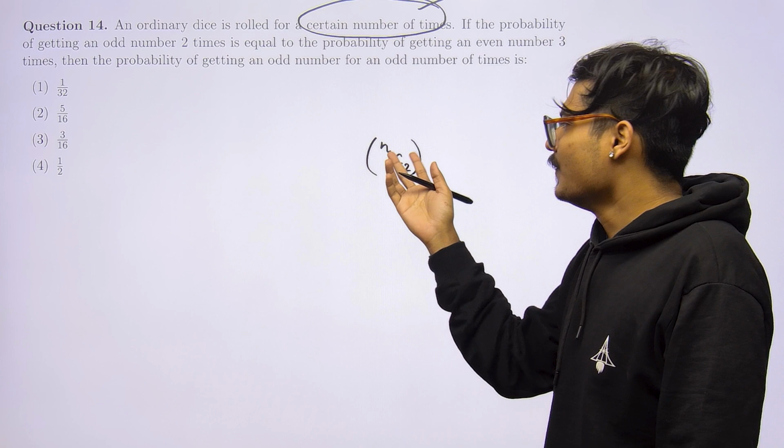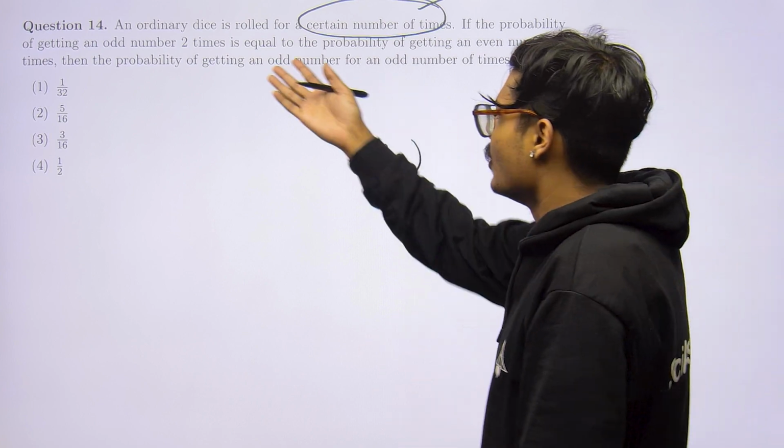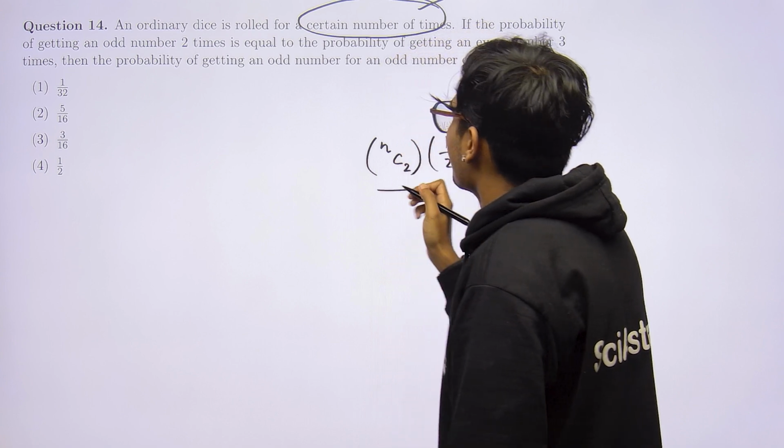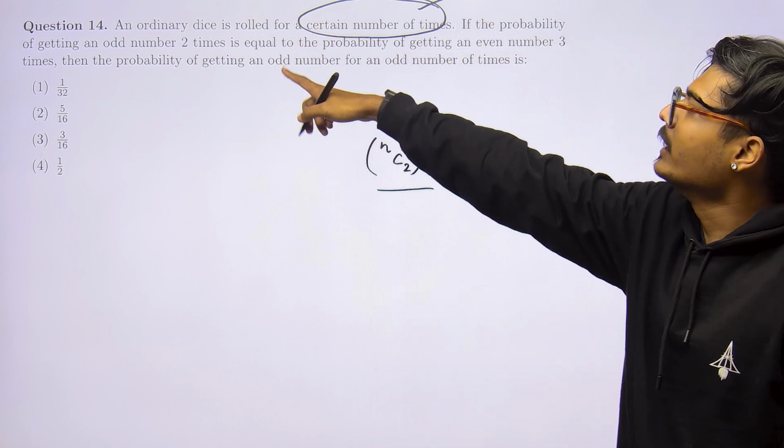But the probability of all of them is half, right? Because it's a fair die, it's an ordinary die. So it's going to be half to the power n. This is the first probability. So this is the probability of getting an odd number 2 times.